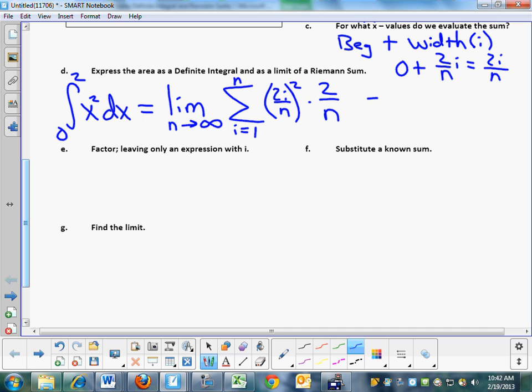Riemann was a great mathematician. Okay, so now we're going to say that's equal to the limit as n goes to infinity of the sum from i equals 1 to n of, and I'm going to square this out. What's 2i squared? 4i squared, and then times 2 would be 8i squared. Yep, you're right. 8i squared over n to the third.